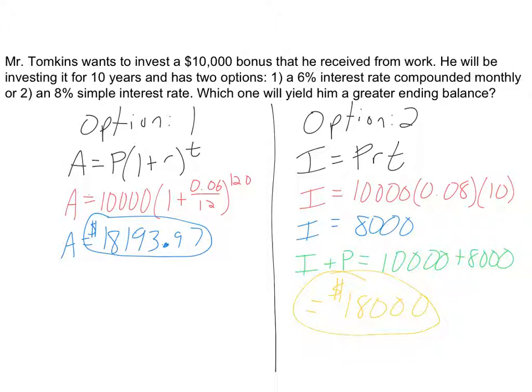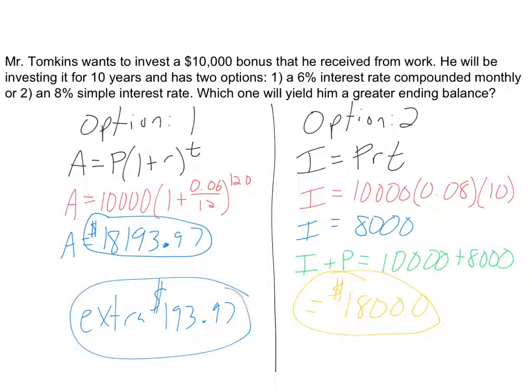Option 2 is simple interest, so I is equal to PRT. Plugging in our values, we have 10,000 times 0.08 times 10, because it's an 8% interest rate. That means the interest gained is 8,000, so we take that 8,000, add it to the original 10,000, and we get a total of $18,000. So if you'll notice, option 1 gives us an extra $193.97. So option 1 is the better deal.